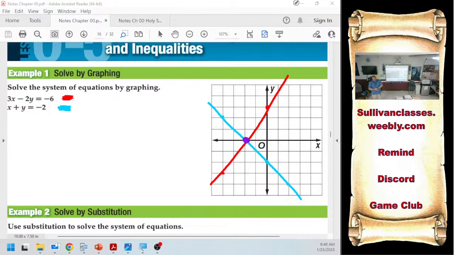That's what a system solution is. It's where every equation is happy, where they're all true. And as you remember, there's a bunch of ways to solve them. You come in tomorrow, we'll do those and 3 variable systems. If you don't remember 3 variable systems from Algebra 2, get ready.